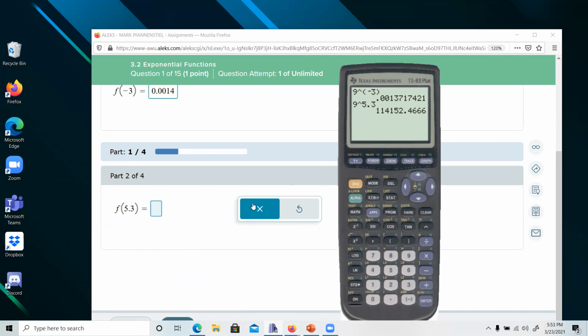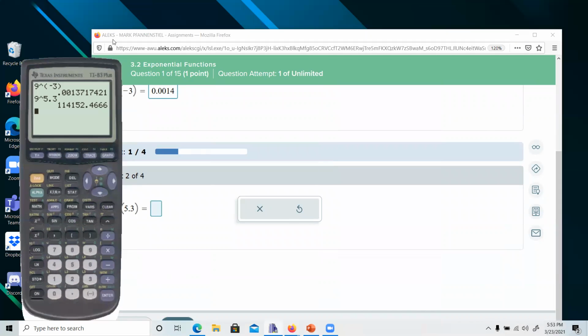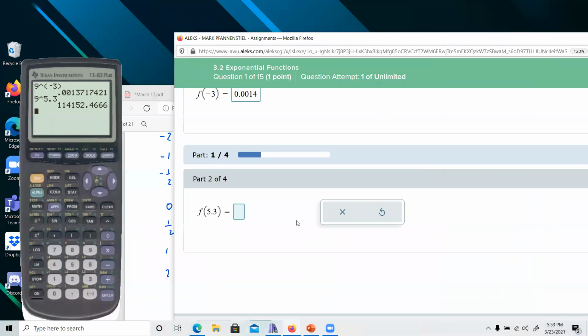All right, there we go. That looks delightful. Okay, so what is that? 114. Oh, good Lord. Let me go ahead and do this because I'm not going to remember that number. So this was 114,152.466. I'm going to guess 7. I'll bet that's what's going to happen there.